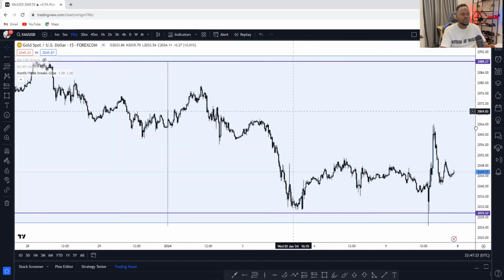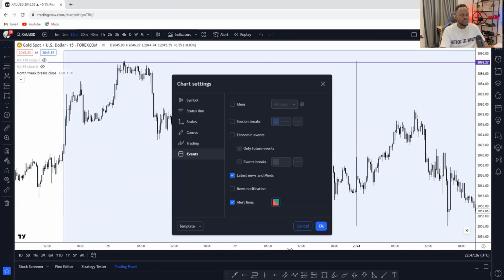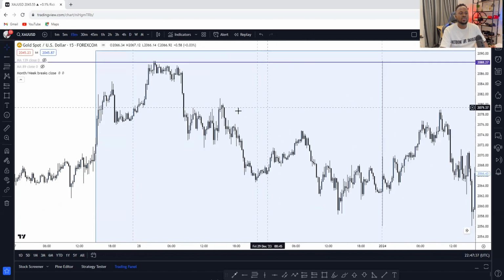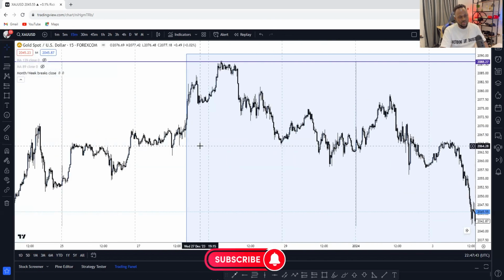Now after coming on the 15 minutes time frame, the next thing you want to do is to go to settings and then go to event and then add your session breaks. So your session breaks divides the chart for you on the daily basis. It shows you how the market behaves on the daily basis. Mind you, we already have a bias, which is a sell bias. So we are looking to sell the market on a daily basis.